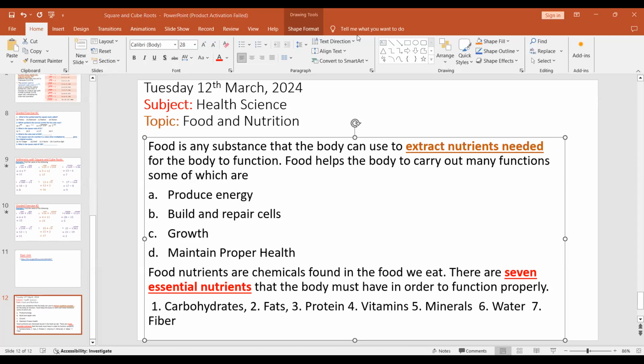Okay, so give me one of the essential nutrients. Give me one of them. Protein. What else? Minerals. Water. What else? Vitamins. Fats. Anyone else? Carbohydrates. Very good.